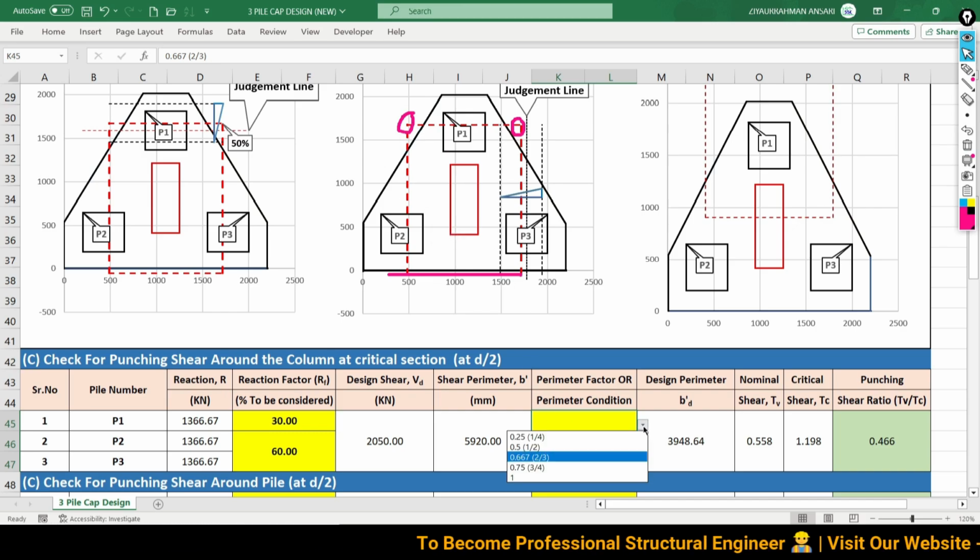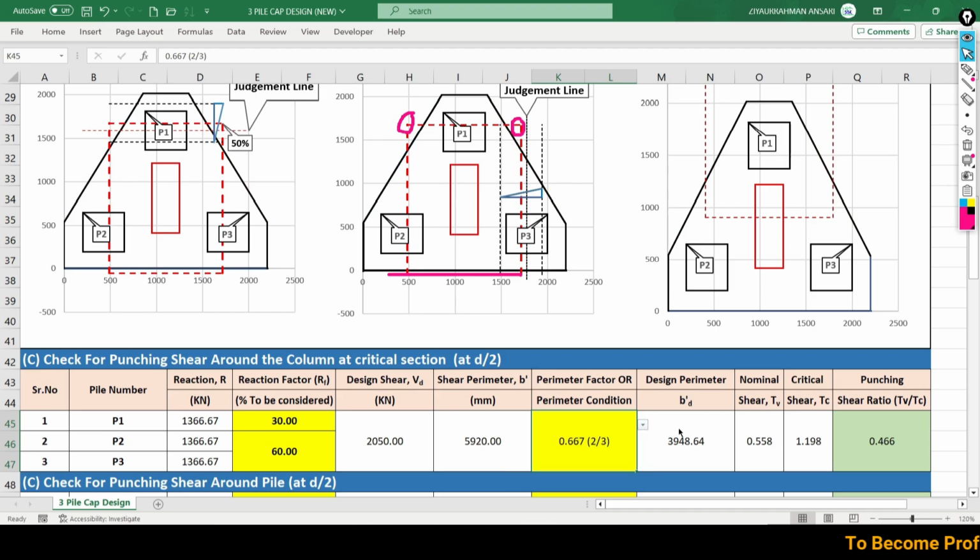If you want, you can take 0.5 also, you can take 0.25 also. So the lower the value you take, the more you are doing the design on the safer side. So I am going to consider 0.667 because most of the lines are coming inside of the pile cap.